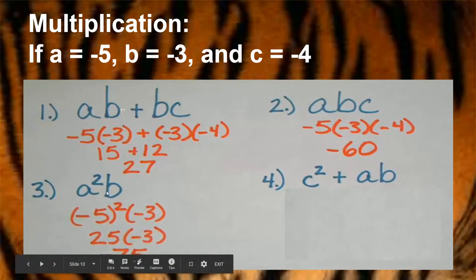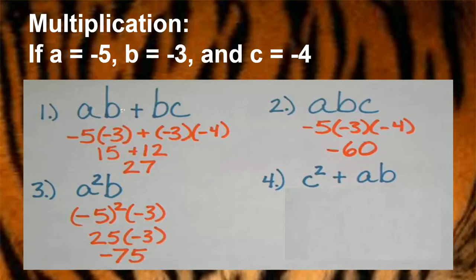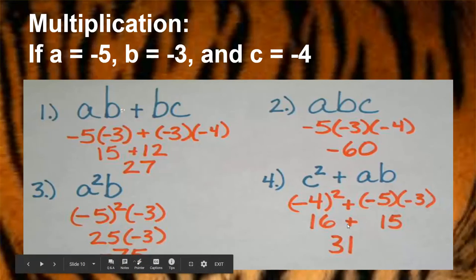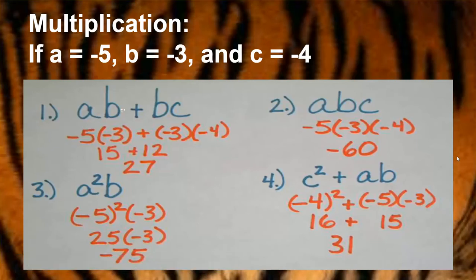A squared times b. Well, a squared means a times itself. So that's going to be negative 5 times negative 5. That's how we got positive 25. And then multiply it by b, which is negative 3. Total of negative 75. Number 4, c squared plus ab. Well, c squared means negative 4 times itself. ab means negative 5 times negative 3. So I'd get a positive 16 plus a positive 15. The answer is 31. Take your time to look these over if you don't understand them, for as quick as I'm going.